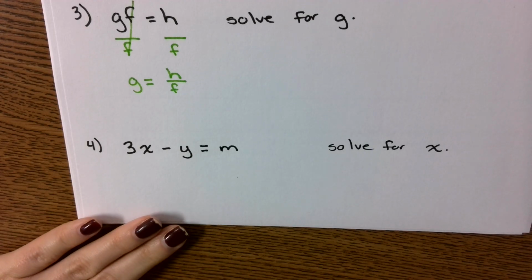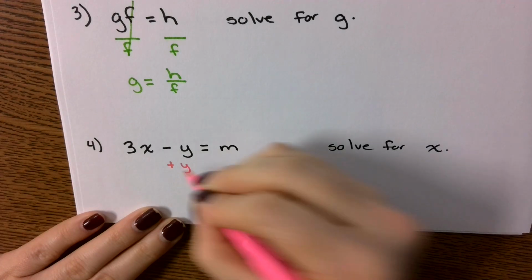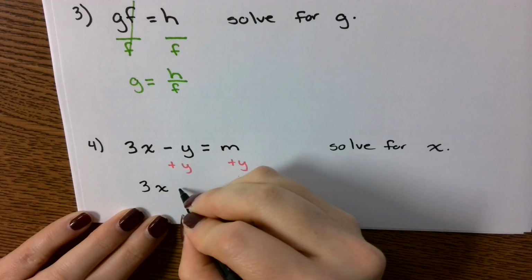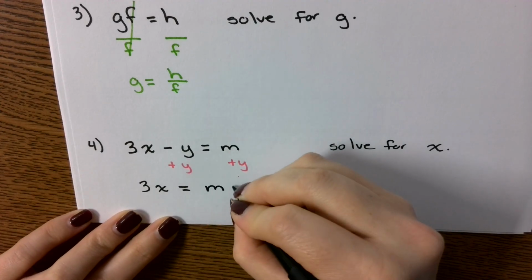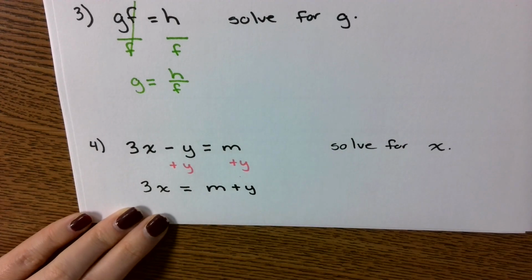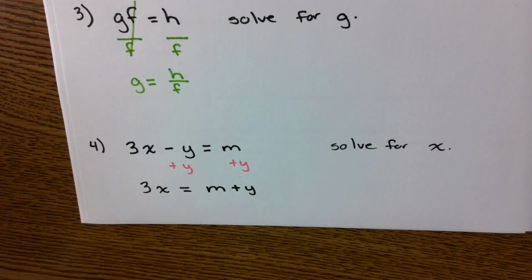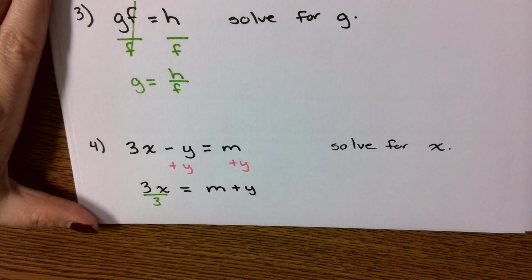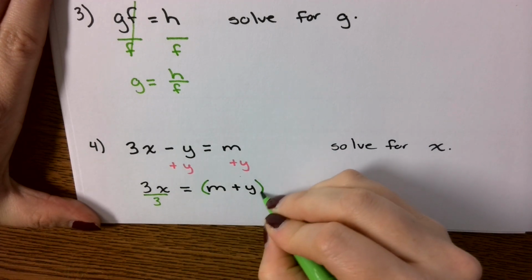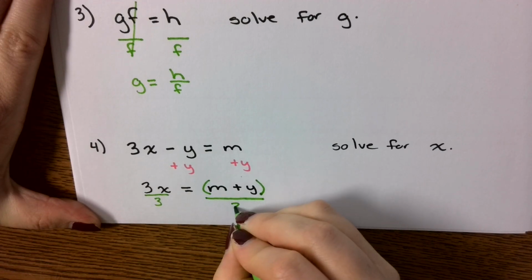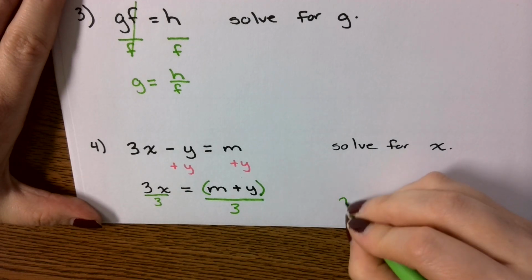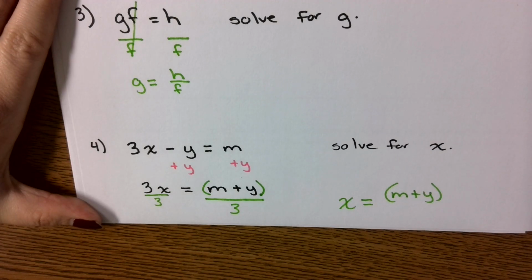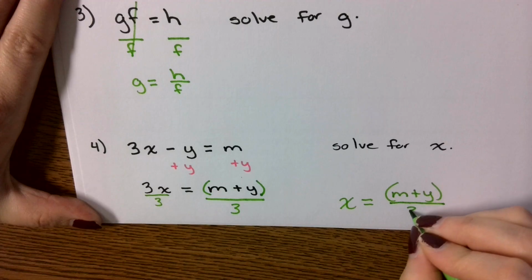We're going to add y. Good. So we're going to add y to both sides. That's going to give us 3x is now equal to m plus y. What do we do now? Divide by 3. And what are we dividing by 3? The whole thing. So we're taking this whole thing and we are dividing it by 3. Okay, so x is going to be equal to m plus y in parentheses divided by 3.